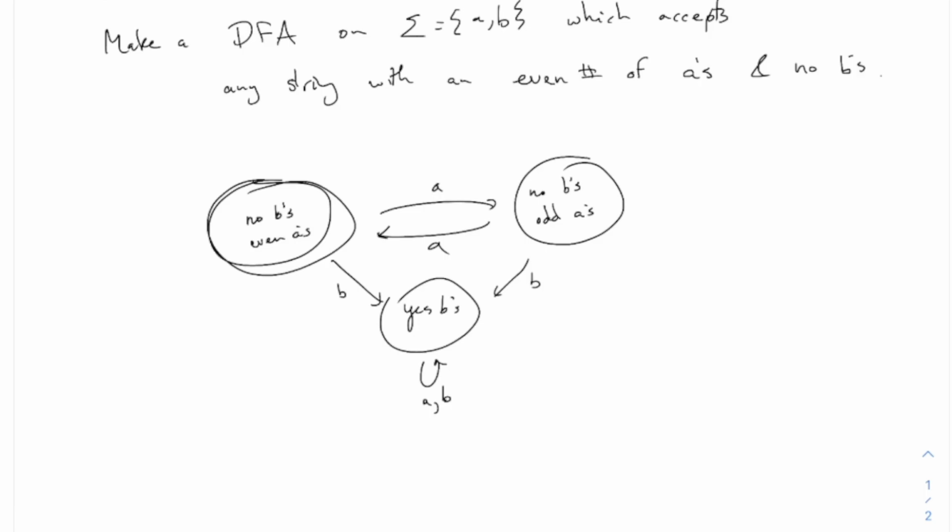When it comes to where you should start, you want to think about where in this diagram the empty string fits. Because you start having read no letters at all. And the empty string has no B's in it, that's true. And an even number of A's, that's because zero. The empty string has zero A's and zero counts as even. So there you go. This is the DFA.